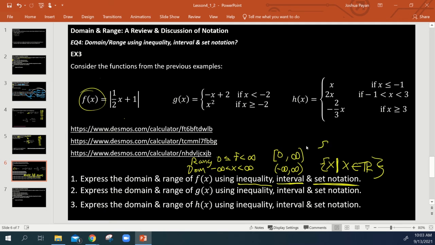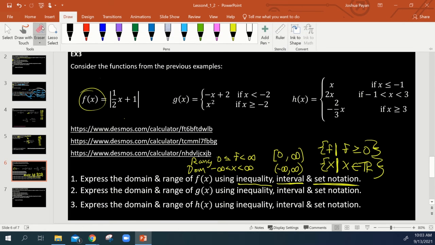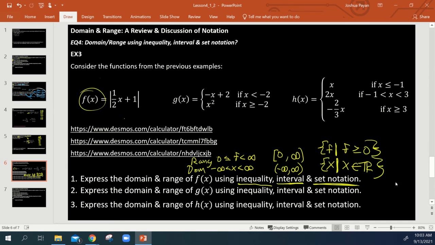And then here, I would say that I have an f such that f is greater than or equal to 0. Okay, so that would be how I would express my domain and range using inequality, interval, and set notation. Okay, so we'll do one more example. I'm going to do this third example here.